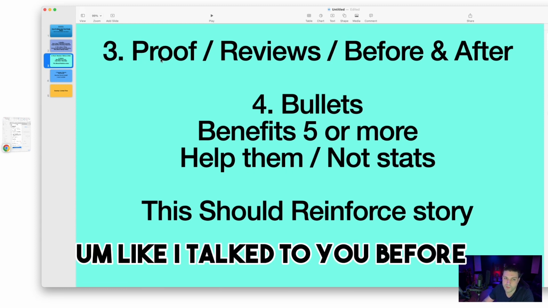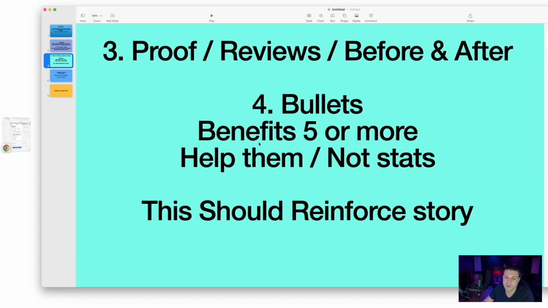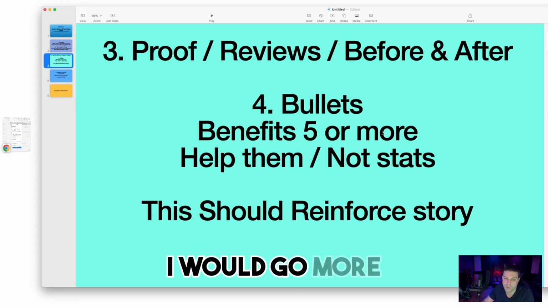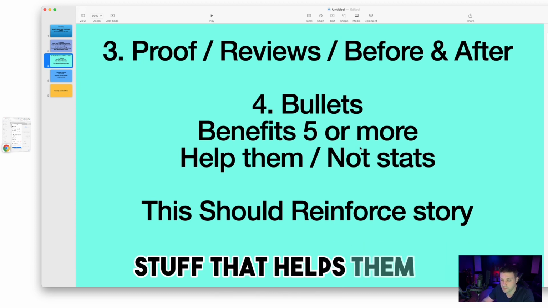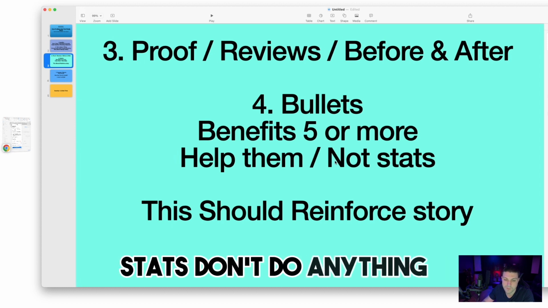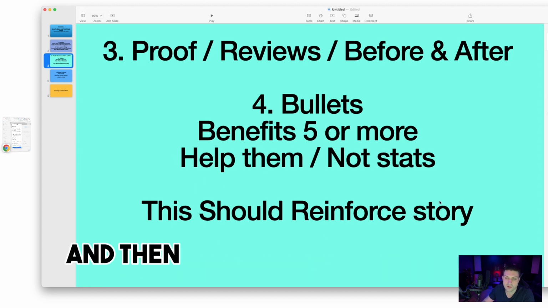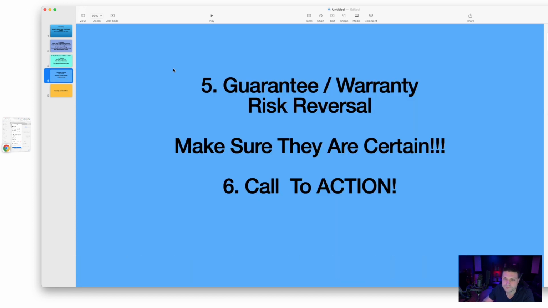Like I talked to you before about proof, reviews, before and after pictures, the bullets. You want to have at least 5 or more. I would go more, obviously. You want stuff that helps them, obviously the benefits, and not stats. You don't want to give them stats. Stats don't do anything. And then the bullets should kind of reinforce the story. The story should have similar things that tie back to each other. You don't have to, but if it's hard to interweave them in there, definitely leave all the bullets.